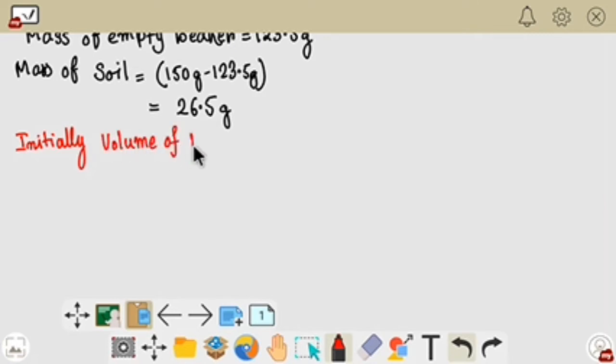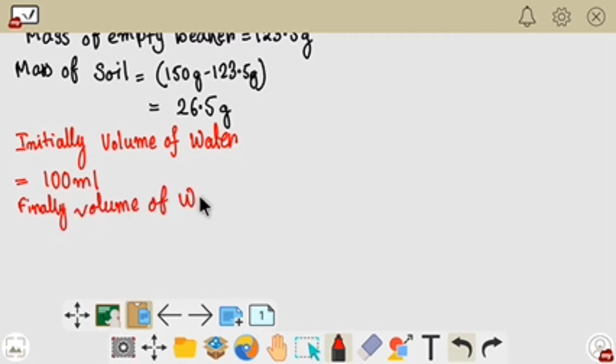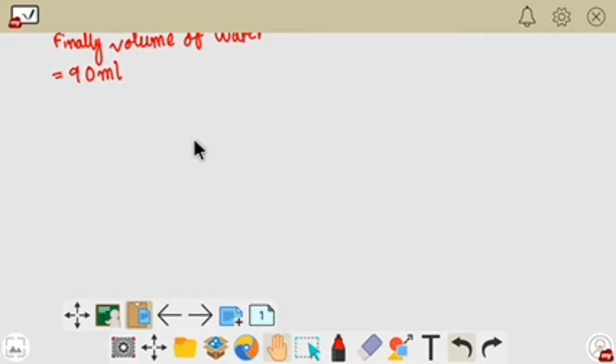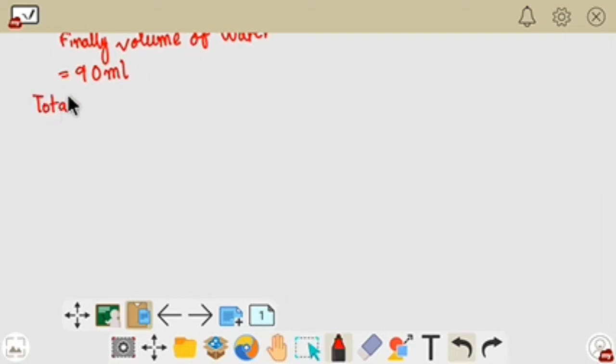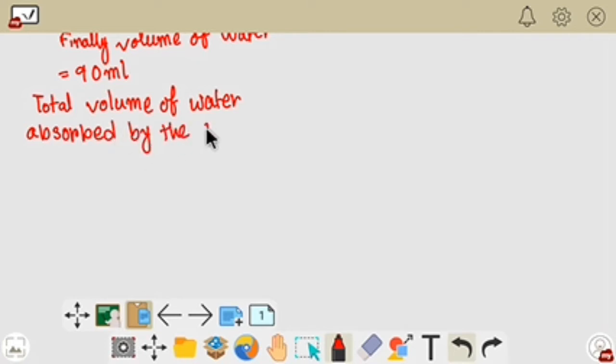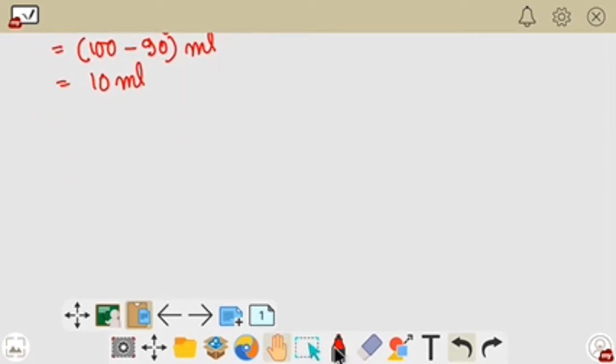The initial volume of water in the measuring cylinder is 100 ml. So 100 ml water we have taken. After observing the final reading of the measuring cylinder, the volume of water is 90 ml. That means 10 ml of water has been absorbed by the soil. By subtracting, we get this 10 ml value. So the total volume of water absorbed by the soil is 100 minus 90, which is equal to 10 ml.